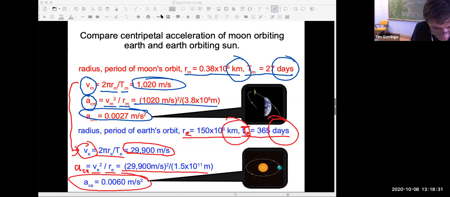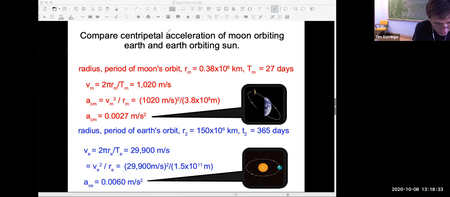Okay, so that's an illustration of using the expression that we figured out for the centripetal acceleration.